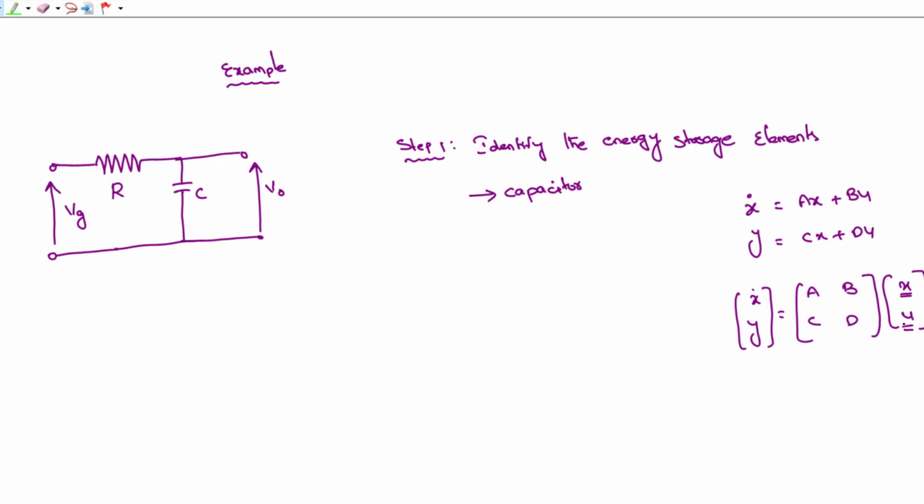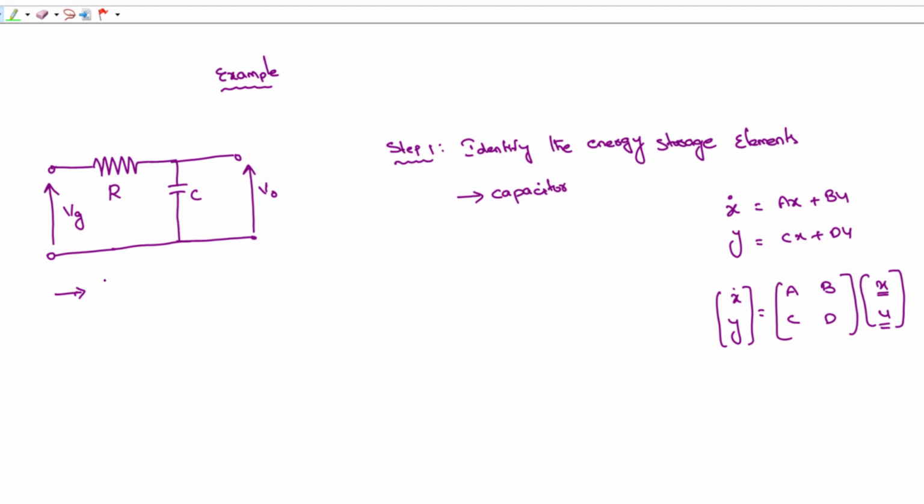So here, what is the input? In this equation, the input U refers to Vg. Accordingly, y is the output, and the output is V0, so y is V0. Now, what are the elements? The elements are R and C.